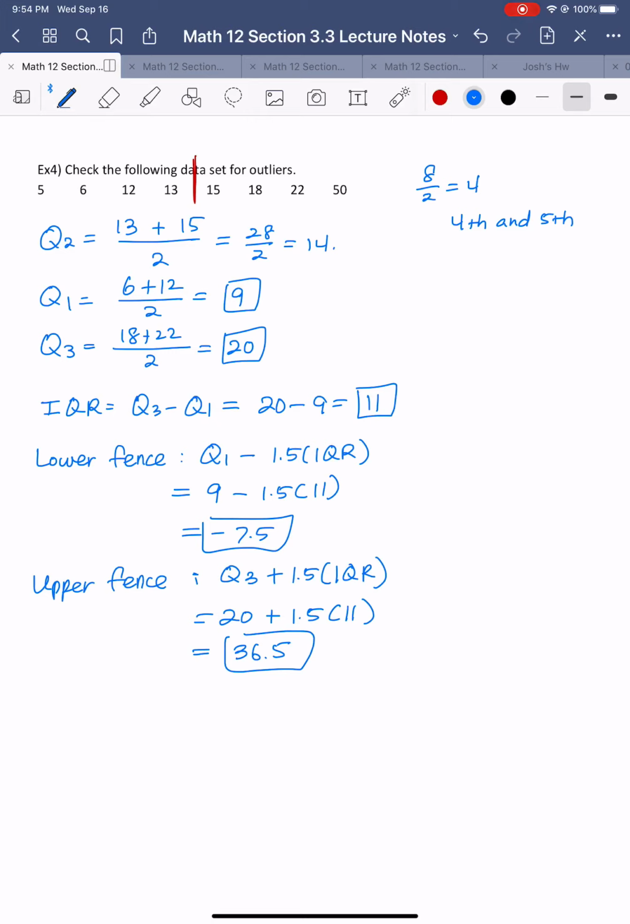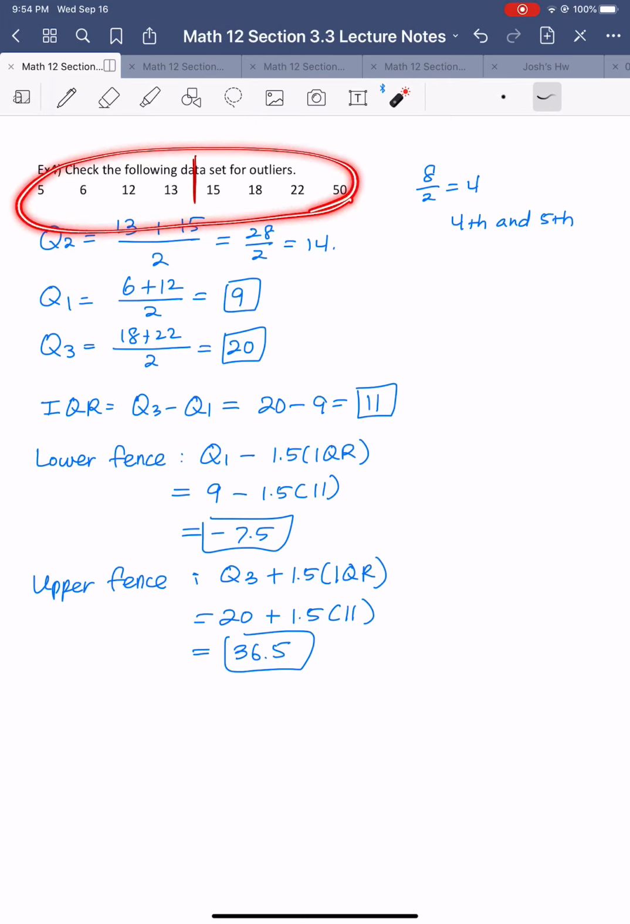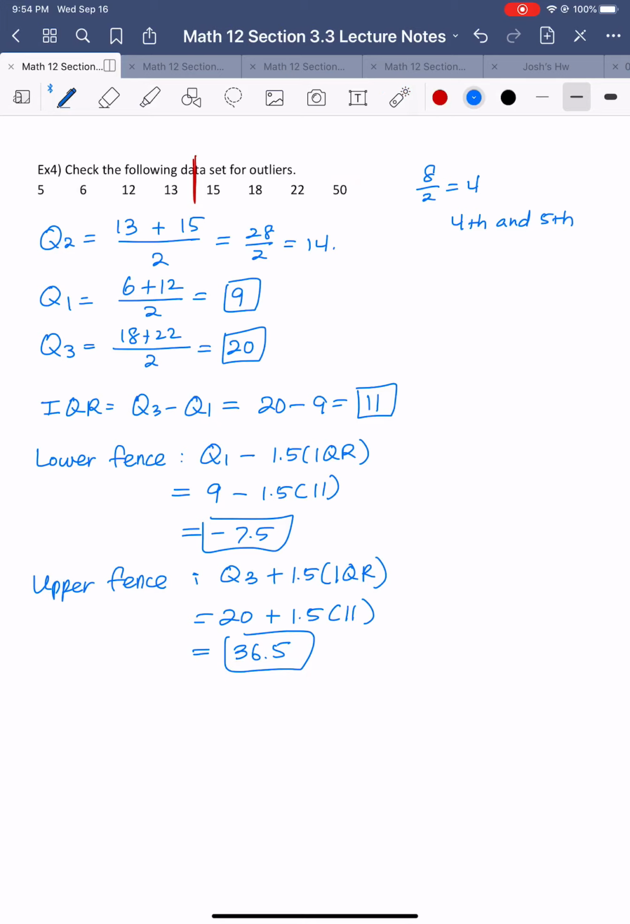So now go back to the data values. Is there any number lower than negative 7.5? No. Is there any number more than 36.5? Yes, which is 50, isn't it? So we can say the value 50 is an outlier, because it's not between negative 7.5 and 36.5.